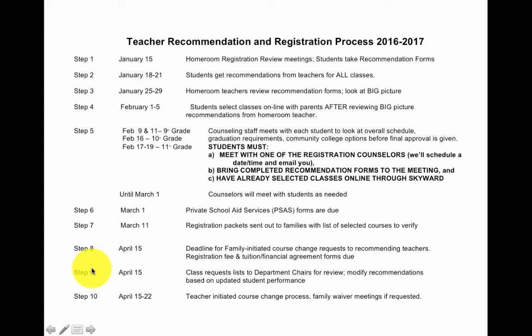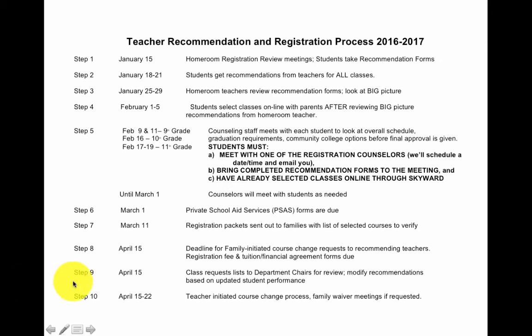Step 9. April 15th. It's getting all the paperwork in. That means families have to get things to us so we know you're coming back and begin to see how many sections of each class we need for next year. And we'll also give teachers lists of students for each course to make sure students are in the right course based on their ability at that point.